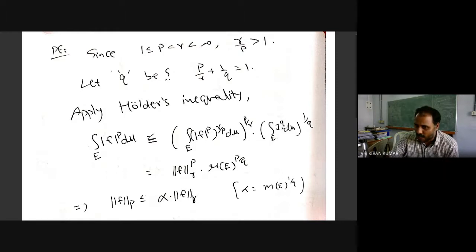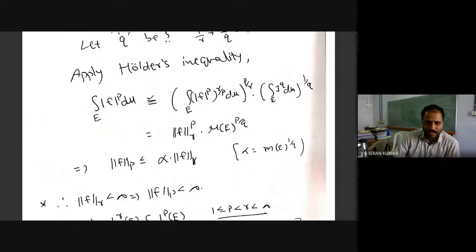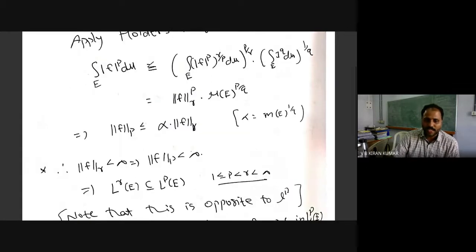Since the measure of E is finite, this is mu of E power, in fact, I missed it, it is 1 by q. This is mu of E power 1 by q. However, this is going to be a constant number. So what happens is that the norm of f in L^p is bounded by alpha times the norm of f in L^r in this way. So this is what we need. This tells you that whenever the norm of f in L^r is finite, the norm of f in L^p is finite. So we have the other inclusion.